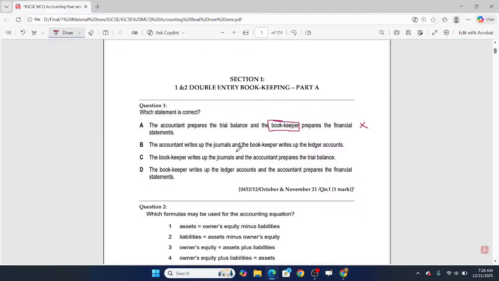Accountant writes up the journals and bookkeeper writes up the ledger. No. Journal and ledger both are written by the bookkeeper only. Bookkeeper writes up the journal and accountant prepares a trial balance. No. Up to the preparation of the trial balance, it's in the hands of the bookkeeper only. Clear? Bookkeeper writes up to the ledger accounts, even the trial balance also. And then the accountant prepares financial statements. This will be the most suitable one. So D is the correct answer here.